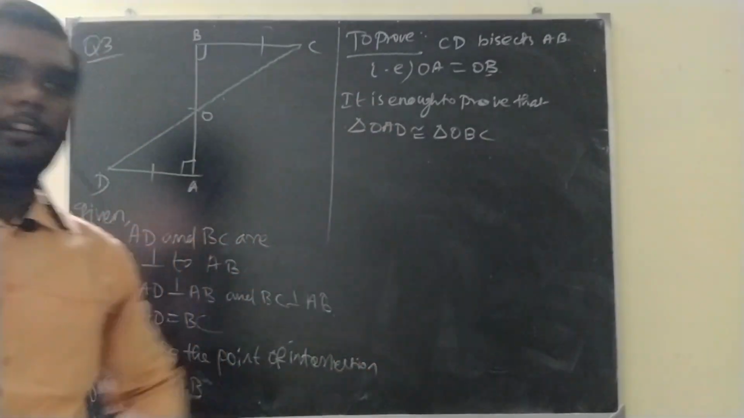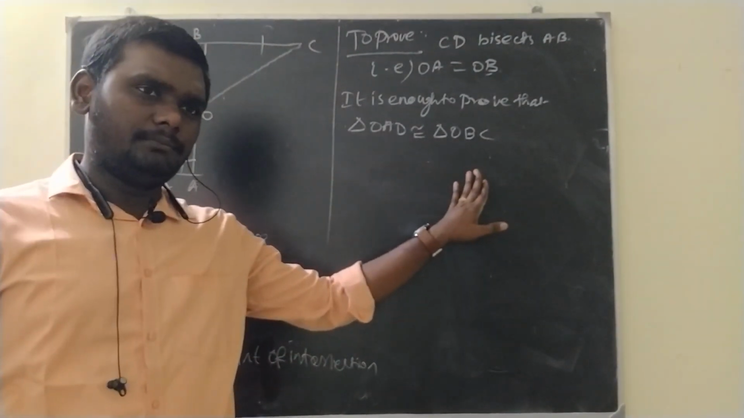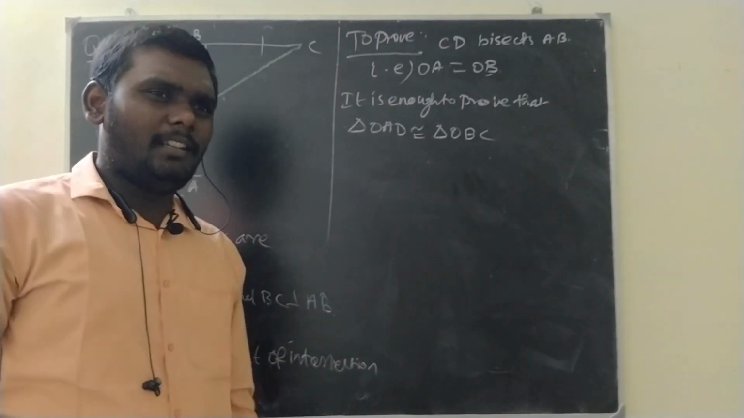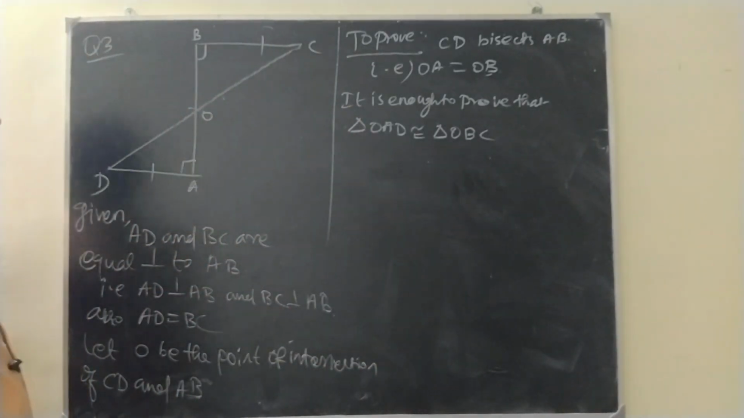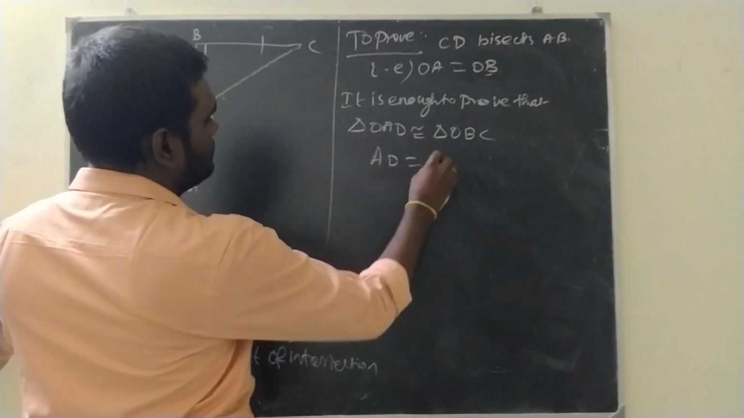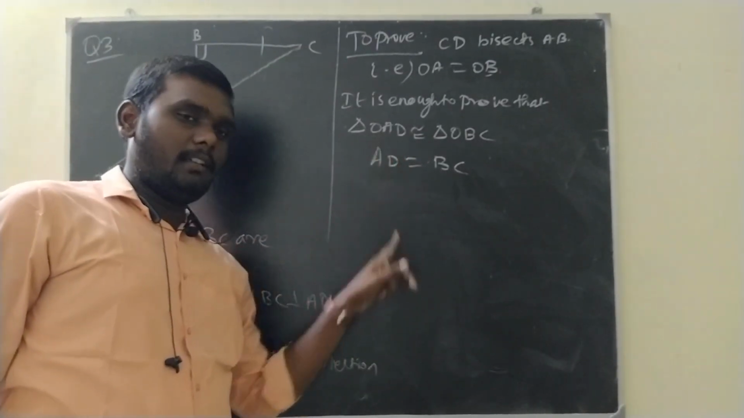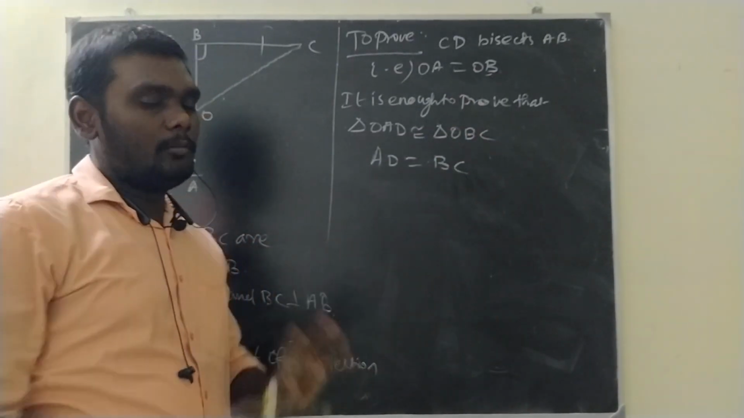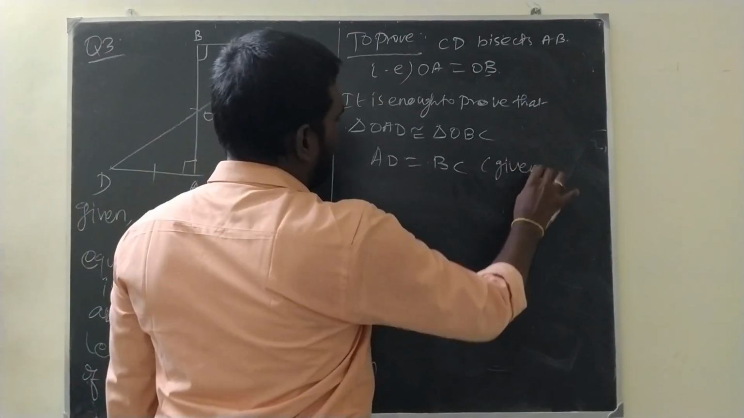For this, what are all the supporting arguments we can write? Shall we write OA equals OB here? Think and answer. That only we have to prove. Then AD is equal to BC. Also, the triangle sides should be written in the same order: left hand side means left hand side only, right hand side means right hand side only, no interchange. So AD equals BC, the reason is it is given.